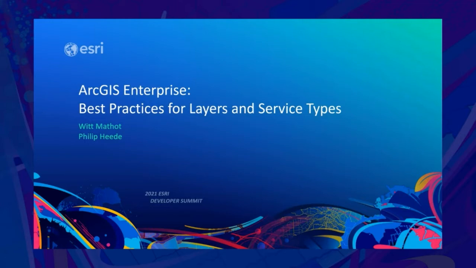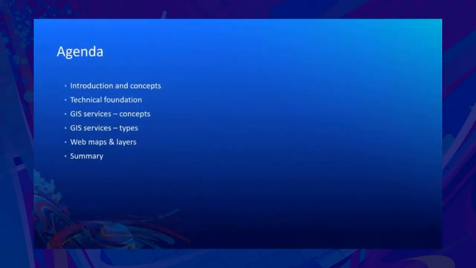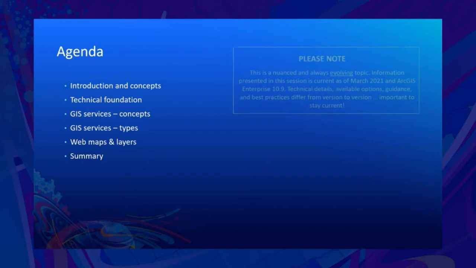We'll start with a quick overview and introduction of the various concepts that go into this topic. We'll get into some technical foundation, some key things to understand before you delve too deeply into this. Then we'll talk about GIS services and the concepts that go into that. And then we'll get into specific GIS service types. We'll round it out by talking about web maps and layers, that information model that sits on top of our web services, and then try to wrap things up.